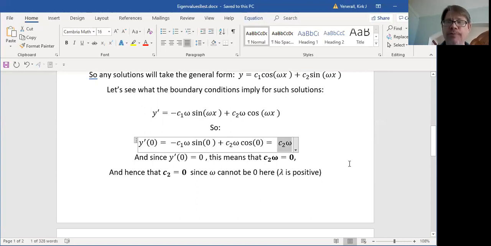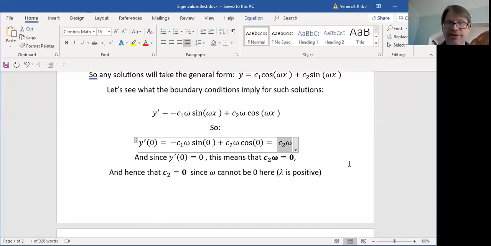But we were told, because of the boundary condition, that this derivative at 0 was 0. So that means that C2 times omega has to be equal to 0. But omega can't be equal to 0 because that would have made lambda equal to 0, and we assumed that lambda was positive. So if omega can't be 0, that means now that C2 has to be 0.